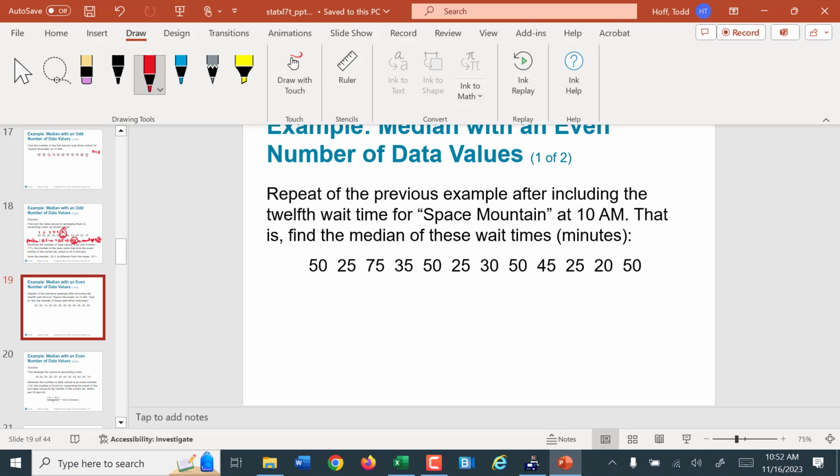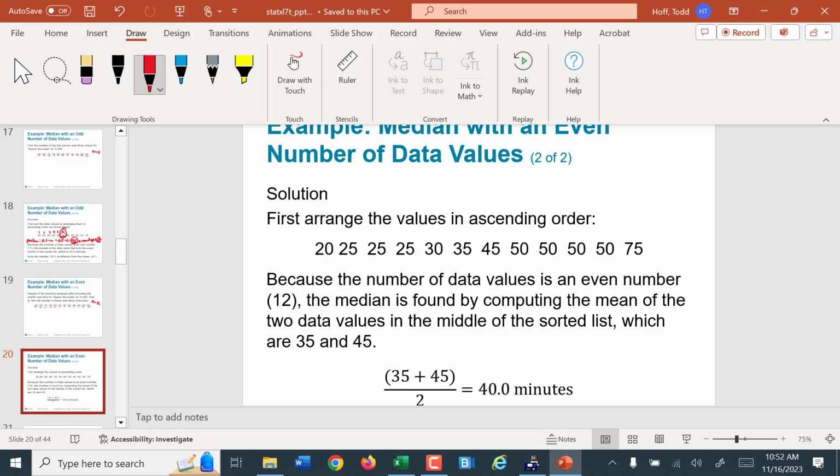If we have an even number of data points in the list, so here we have 1, 2, 3, 4, 5, 6, 7, 8, 9, 10, 11, 12, n equals 12, we'll still put them in order from smallest to largest, but notice there isn't one in the middle. They're saying that the 35 and 45 are in the middle. Again, they're just crossing off the ends until they end up with 2 left in the middle. And then they just add them together and divide by 2. They find the mean of those two values, or the center of those two values, to get the median.